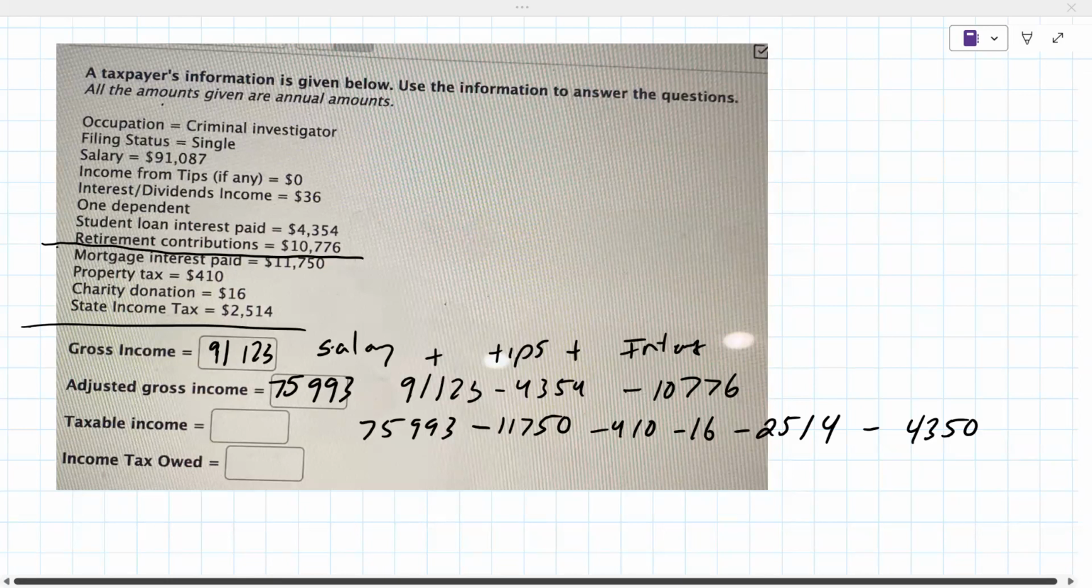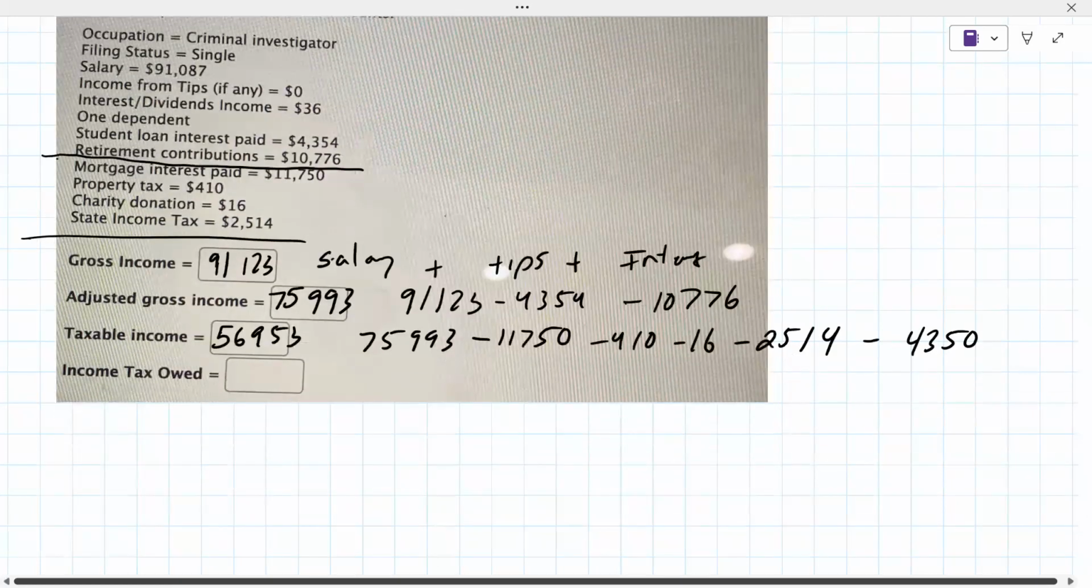50 minus 410. All right, so 56,953. And if that's right, then the income tax owed for a single is down here.